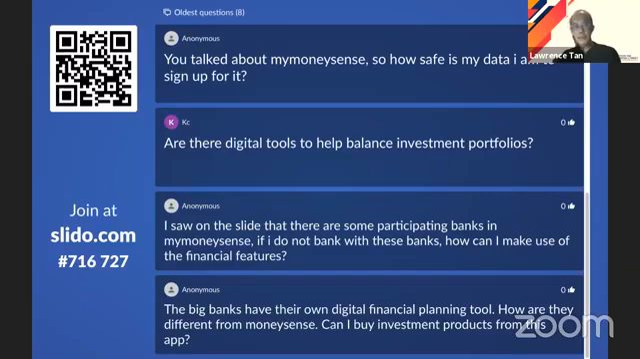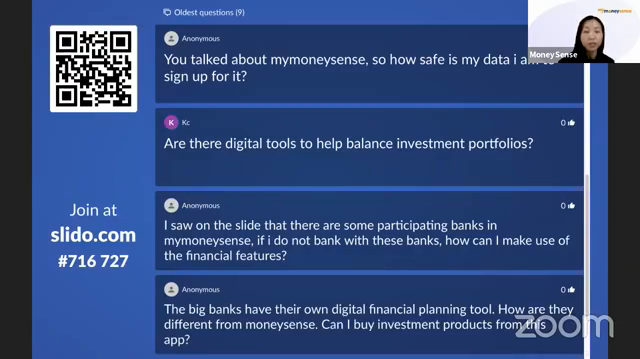So that's my experience. The next question: I saw a slide that there were some participating banks in MyMoneySense. If I do not bank with these banks, how can I make use of the features of MyMoneySense? So certainly, the participating banks are really the major retail banks now, right? That's right. So the current participating banks today are mainly the 3 local banks, which I think everyone is very familiar with: DBS, OCBC, as well as UOB, and also HSBC, Maybank, and Standard Chartered. So if you are not a current user of these banks, you are actually also able to benefit from the features that we mentioned just now by accessing MyMoneySense.